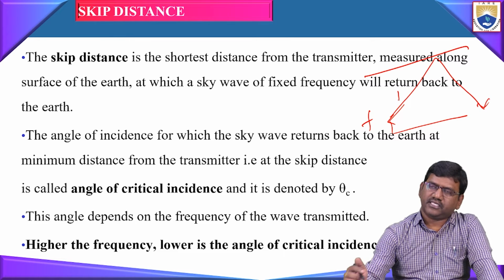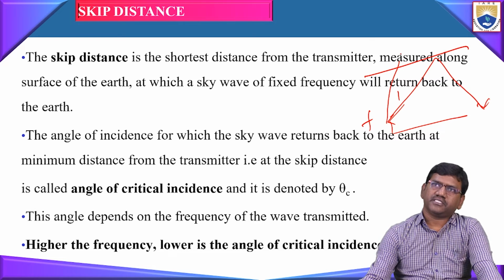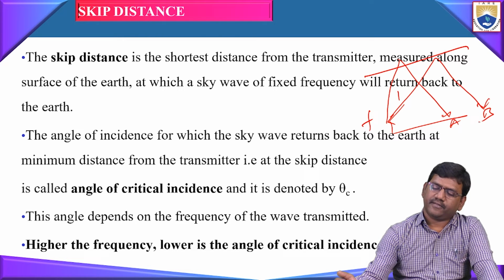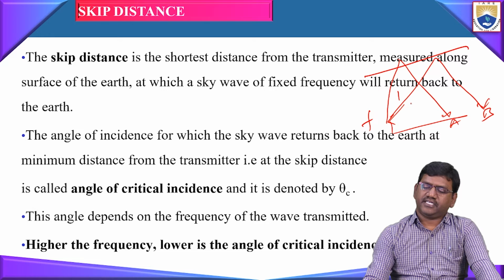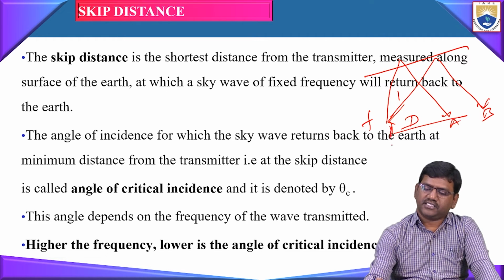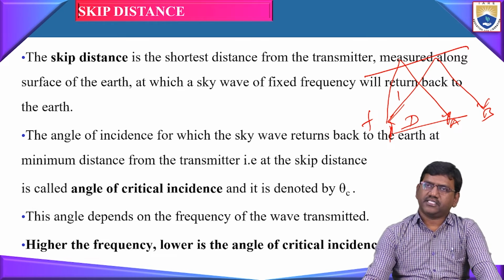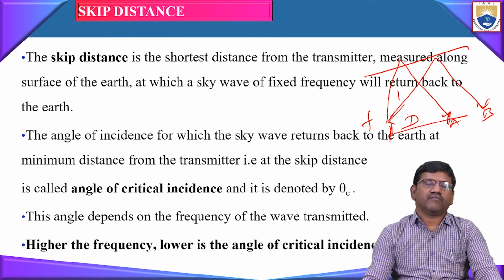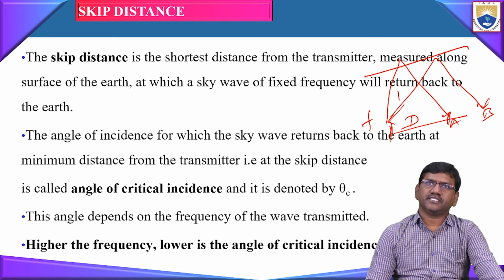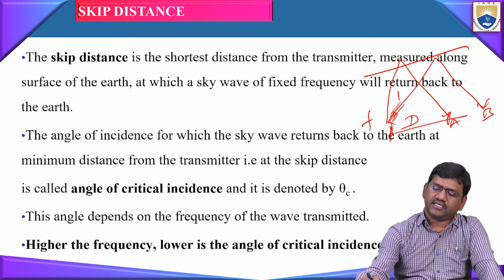Let us assume this is one path, and if we transmit the signal with another angle, it is going to reach the receiver here. This is A and this is B. So here the wave is returning to the point with the minimum distance. We call this distance the skip distance, the shortest distance at which a wave is returned to the earth for a fixed frequency. This skip distance depends upon the angle, which we call the critical angle.